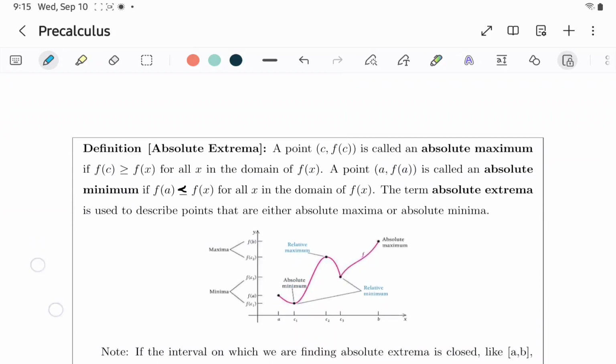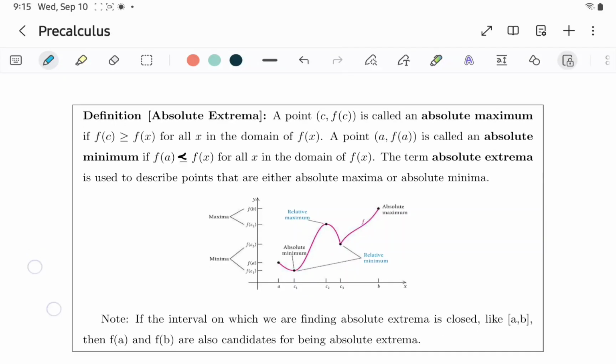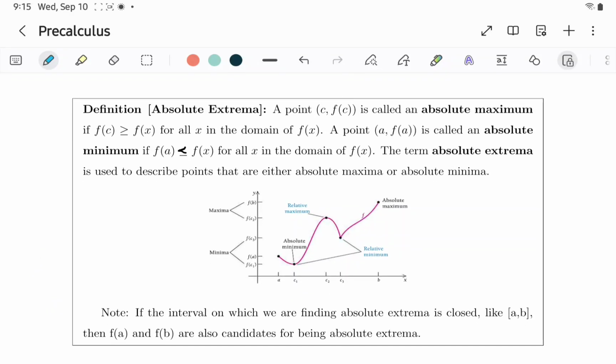So now let's actually talk about the absolute extremum. So we say that a point c, f of c is an absolute maximum if f of c is greater than or equal to f of x for all x in the domain of f of x. So now we aren't just talking about some interval contained in the domain, but we're talking about the entire domain. So we are talking about the greatest value of f.